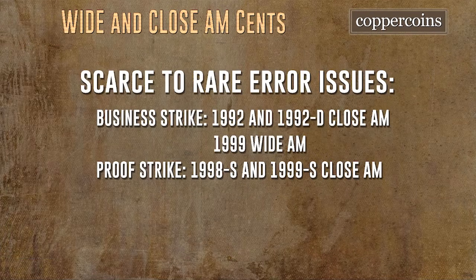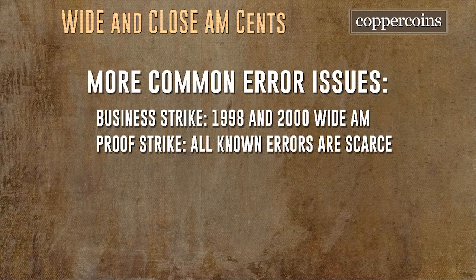Here's a different look at it for you. The scarce to rare error issues are going to be the Business Strike of 1992 and 1992D close AM, and the 1999 wide AM. And on the Proof Strike, the scarce to rare issues are going to be the 1998 and 1999 close AM Proof Strikes. More common error issues, the 1998 and 2000 wide AM are both relatively common. All known Proof Strike error issues are scarce. That is the 1998 and 1999 close AM design.